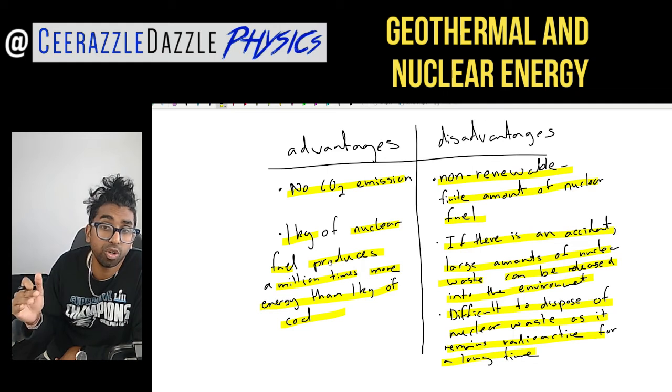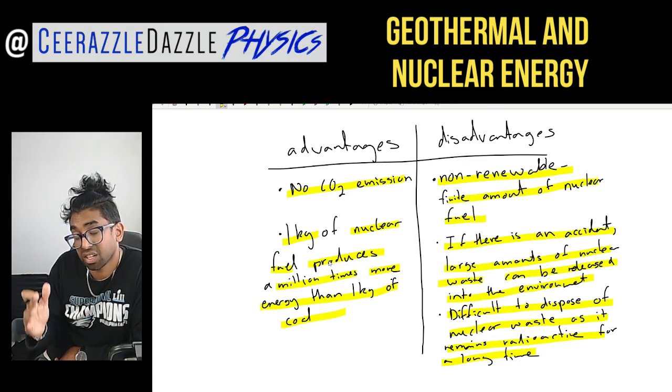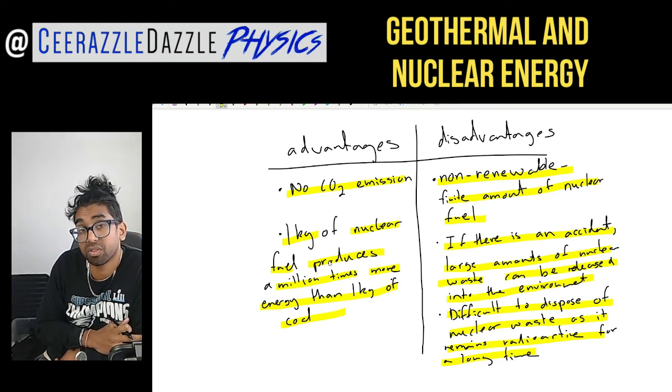Disadvantages: non-renewable, there's a finite amount of nuclear fuel available, so it's non-renewable. If there's an accident, guys, it can release a large amount of nuclear radiation into the environment. And last of all, it's difficult to dispose of the nuclear waste. It's very difficult to dispose of the nuclear waste.